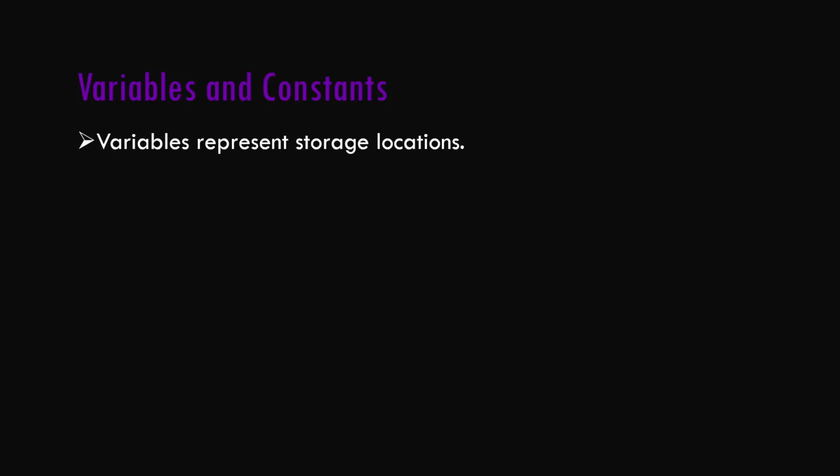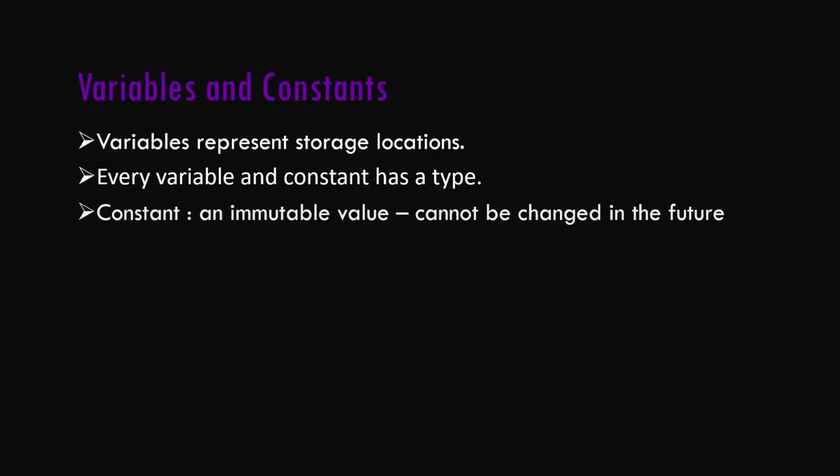Data types are useful to define the type of data the variable can hold. Variables represent storage locations. Every variable and constant has a type. A constant is an immutable value which cannot be changed in the future of your program or app. Why do we use constants? In case we are creating a mathematical application in which we use some constant parameters, for example pi, 3.14, and gravity g, etc.